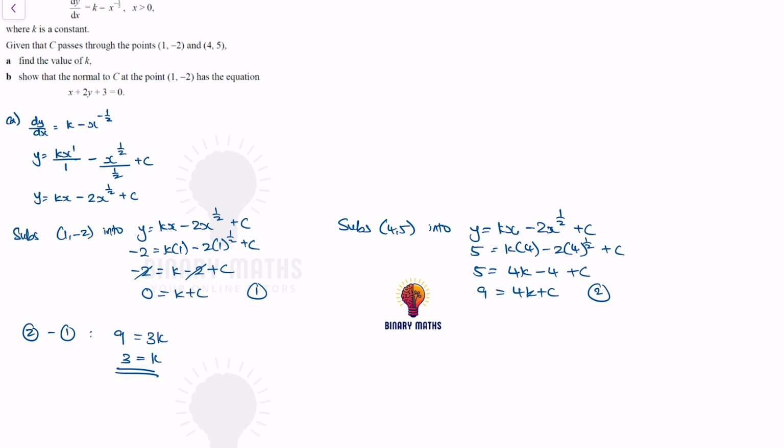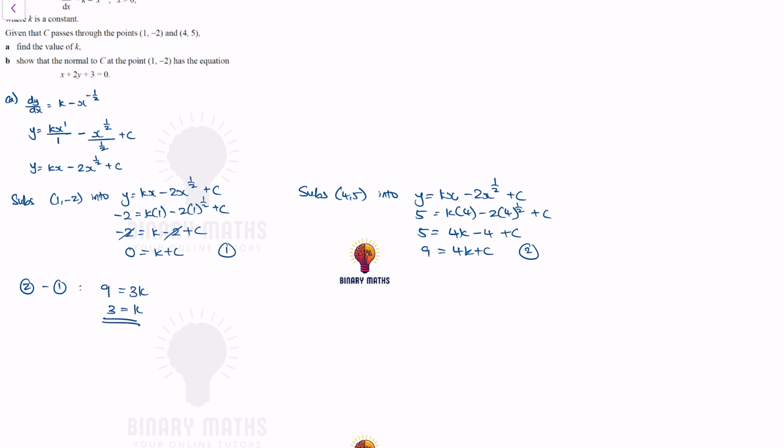So since 0 is equal to k plus c, and 0 is equal to 3 plus c, which implies c is equal to minus 3. Okay, so what's B?